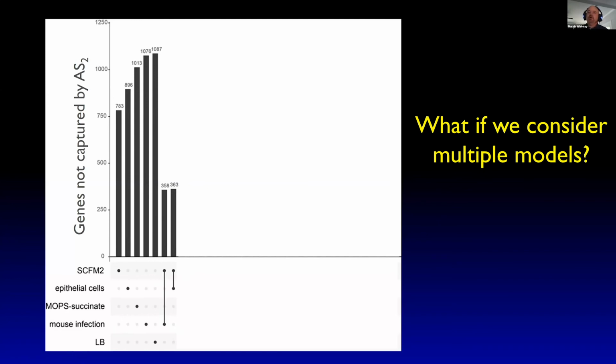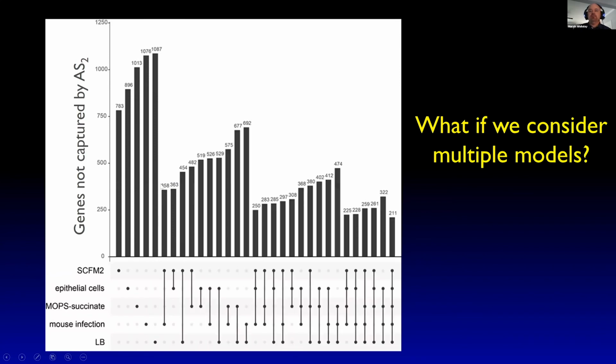But what you know about the mouse is, while it's not doing significantly worse than SCFM, it is capturing a whole set of genes and functions that are not being captured here, right? So that when you combine them, you really reduce this down. And you can end up doing this for all the combinations. And here's the number, here's what I want you to look at. These are all five models together.